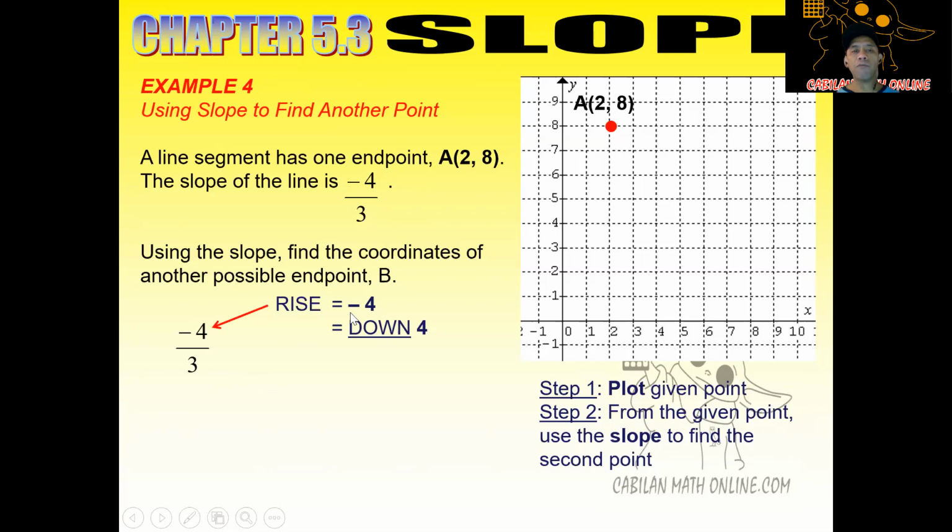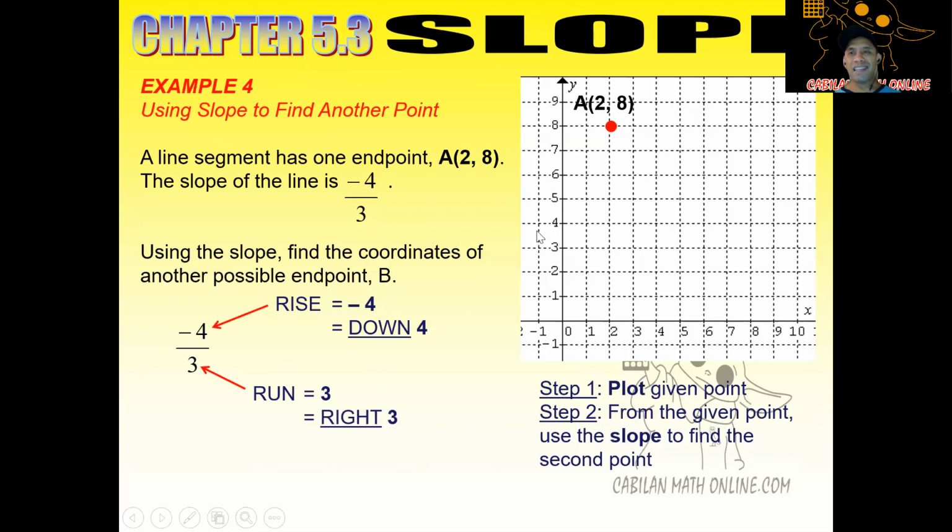Now, after we go down 4, you notice the run here is 3, and it's positive. Now just for simplicity over here, for all the examples, always treat the run as a positive whenever you have a negative slope. That's why I always remind my students to put the negative on the numerator or the top number there. All right, so that run of 3 will tell me that I'm going to go right 3.